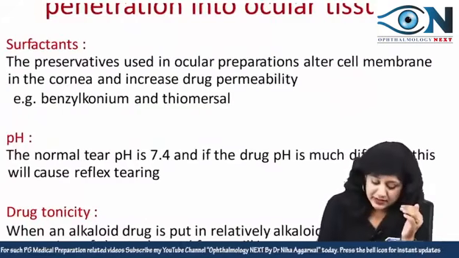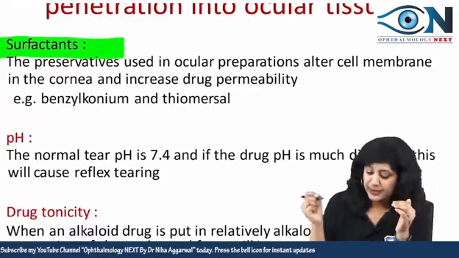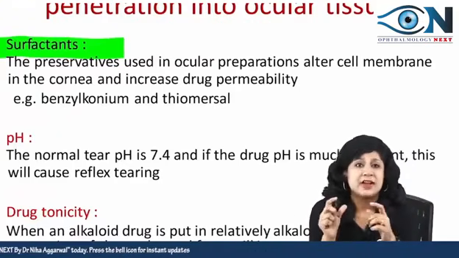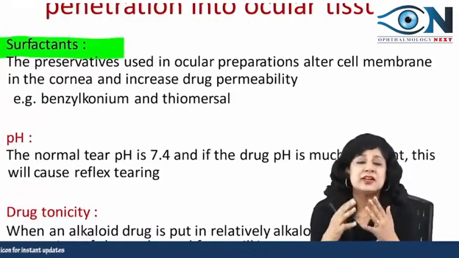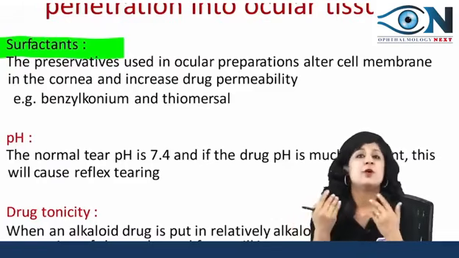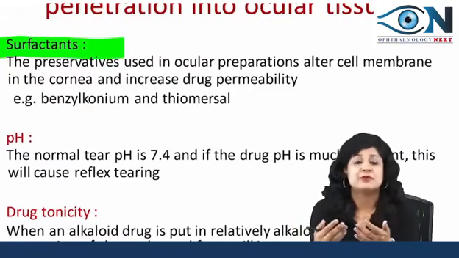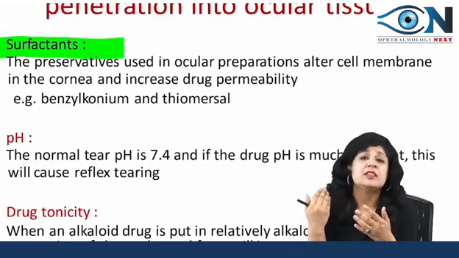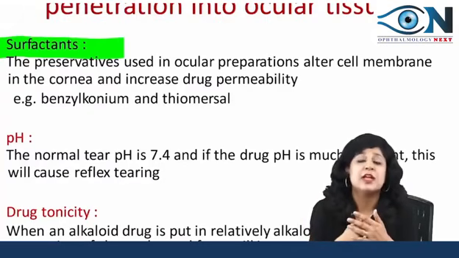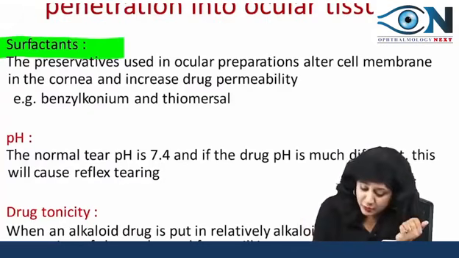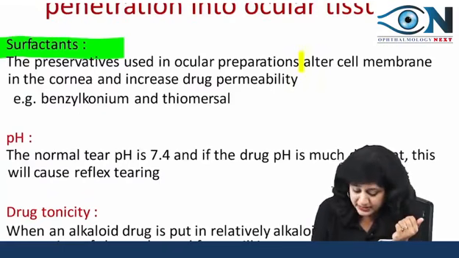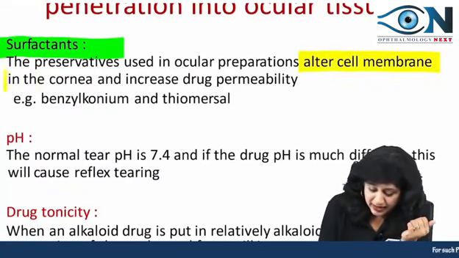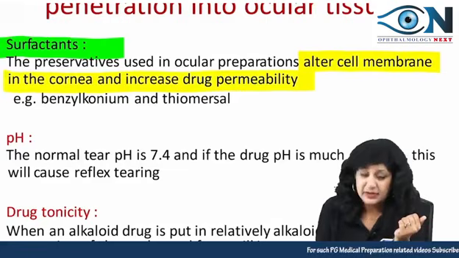Another important thing is the surfactants and preservatives. Most of the time, the drugs that we are using in the form of drops, gels, or ointments have preservatives in them. So what are these preservatives doing? They alter the cell membrane in the cornea and increase the drug permeability.